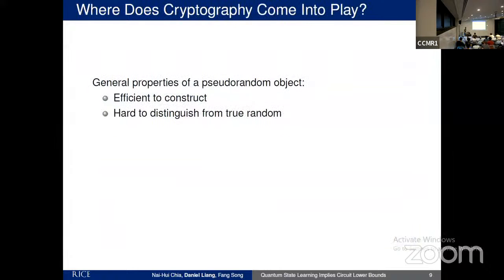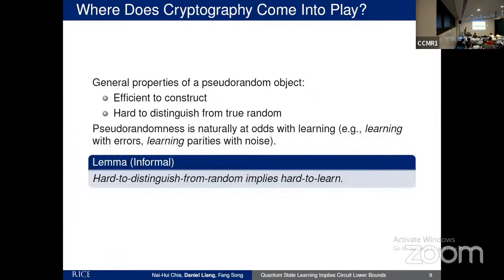So where does cryptography come into play? Well, a general property of a pseudorandom object, which is inherent in cryptography, is that it's efficient to construct but hard to distinguish from true random. So naturally, pseudorandomness is at complete odds with learning. This is why things like learning with errors and learning parities with noise are the fundamental cryptographic hardness results. An informal statement is that hard to distinguish from random implies hard to learn. And you might formally know this as a generalization of the no free lunch theorem and things like that.